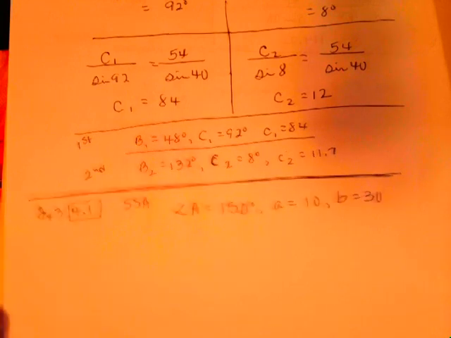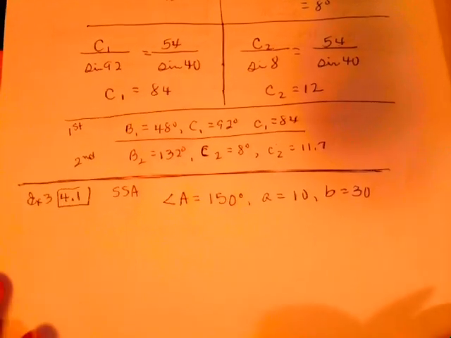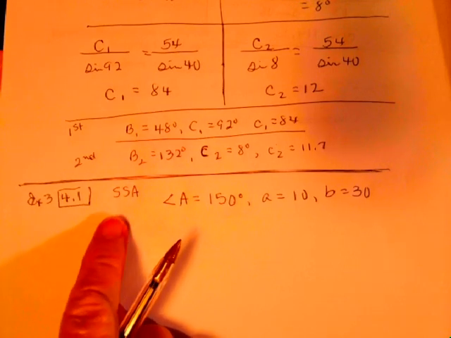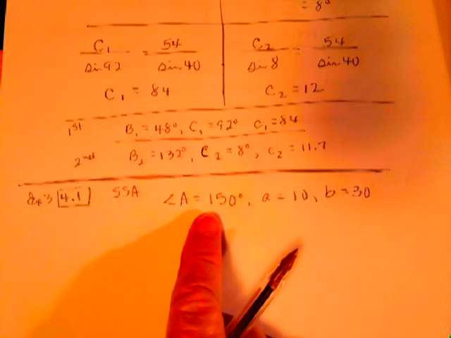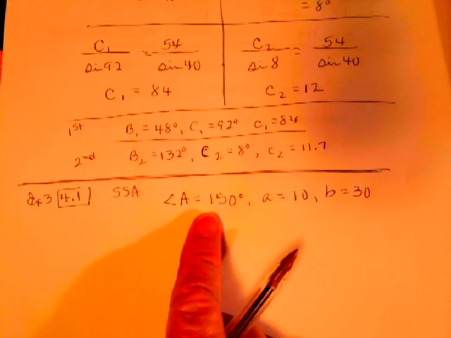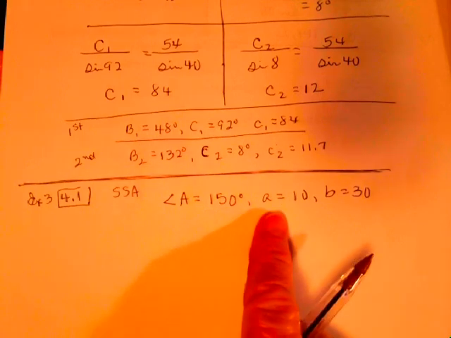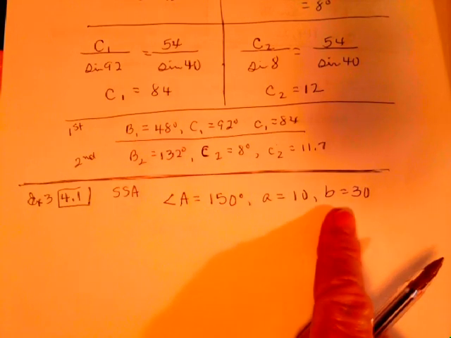Example 3 from handout 4.1 of side-side-angle is not given on the handout. You have to write it down there. Angle A is 150 degrees, side A is 10, side B is 30.